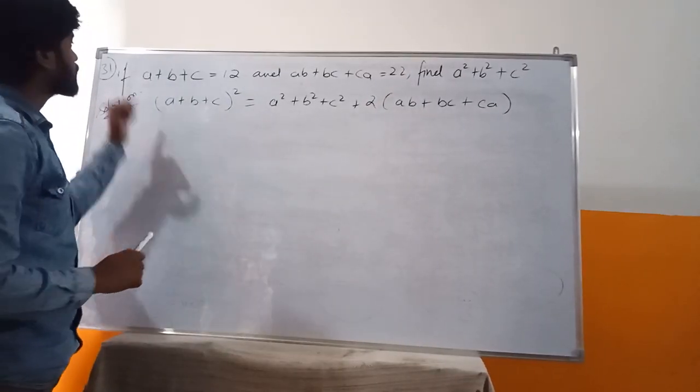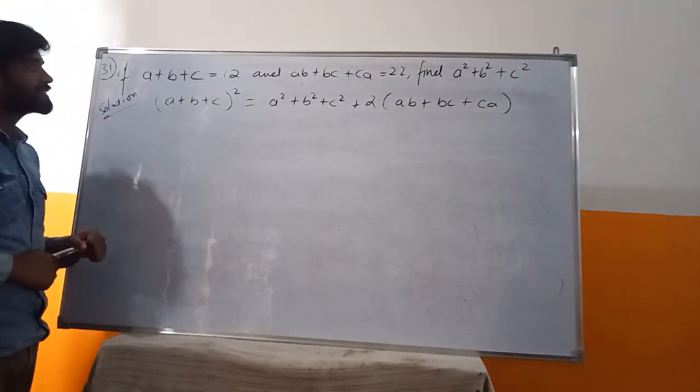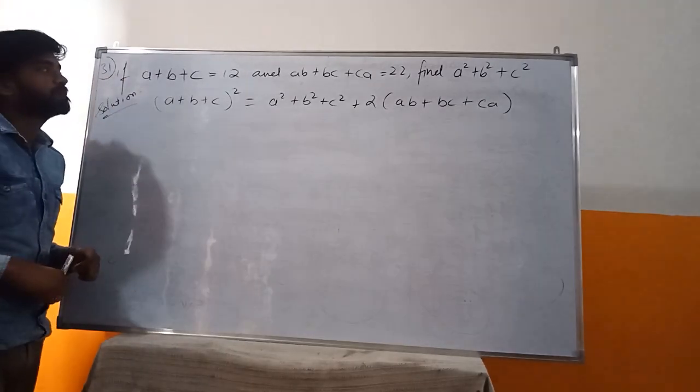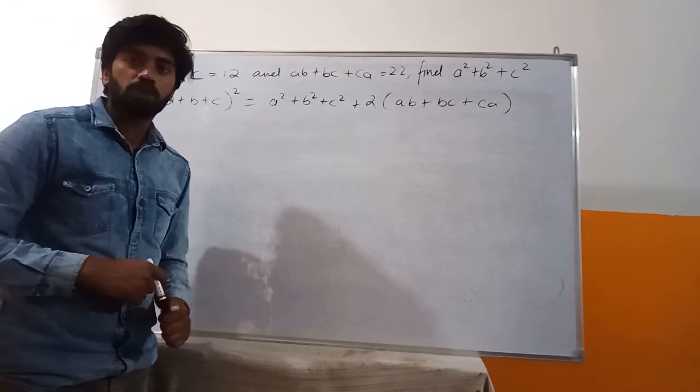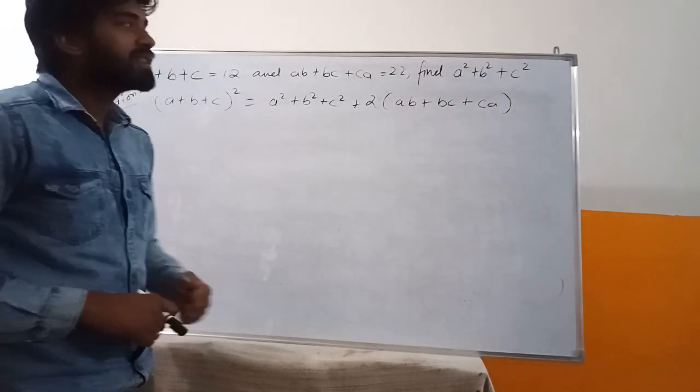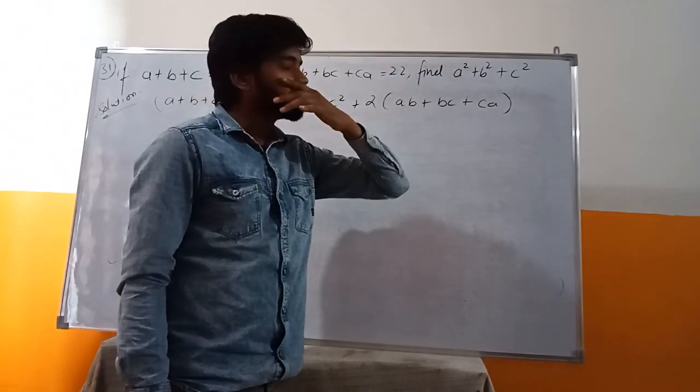Okay, now we are going to look at question number 31. Question number 31 says something like this: if a plus b plus c equals 12 and ab plus bc plus ca equals 22, then I have to find the value of a square plus b square plus c square.